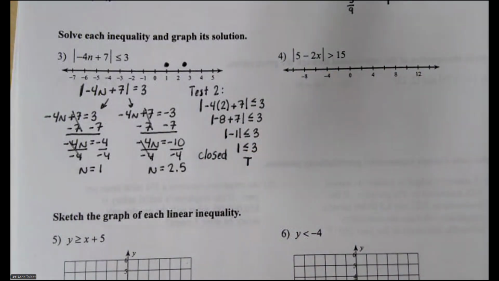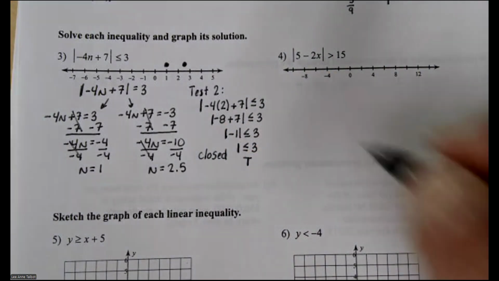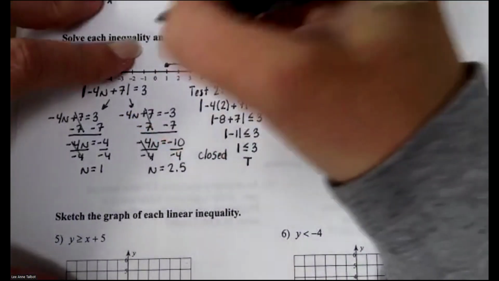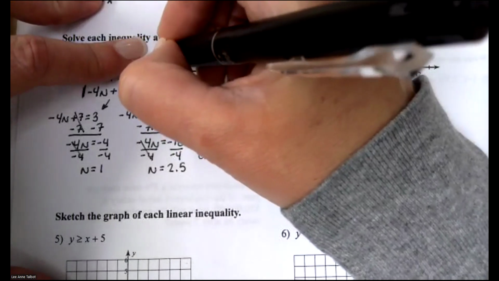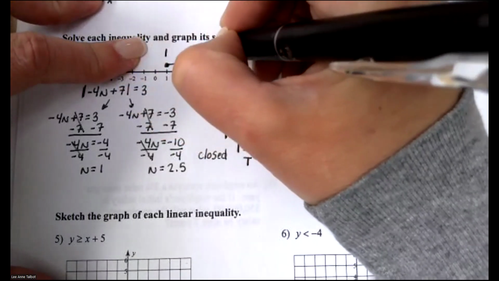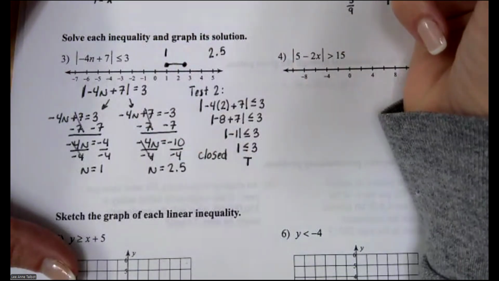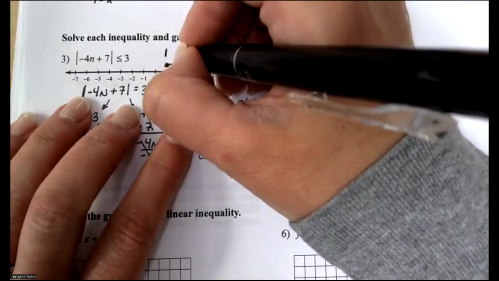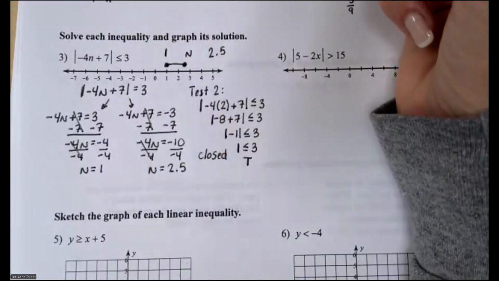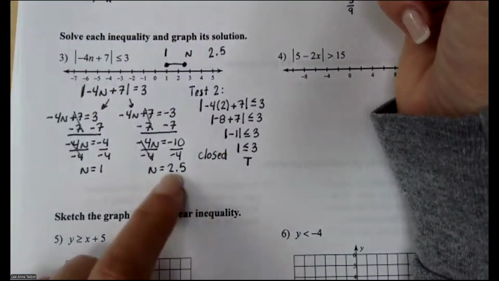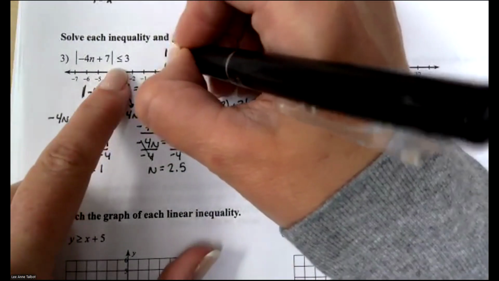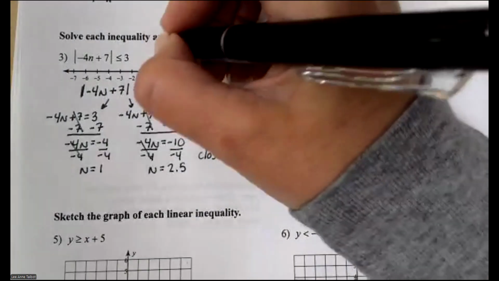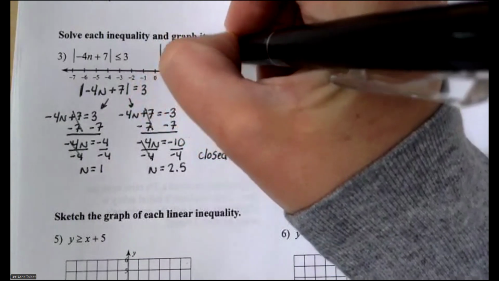Okay, so what does it mean when it's true? It connects. Beautiful. Great job. And I'm going to write the final answer right above it. So I'm going to say 1 and 2.5. And then I'm going to put N in the middle because that's the letter in the problem. And then closed, closed. And which way do the arrows always point? Left.